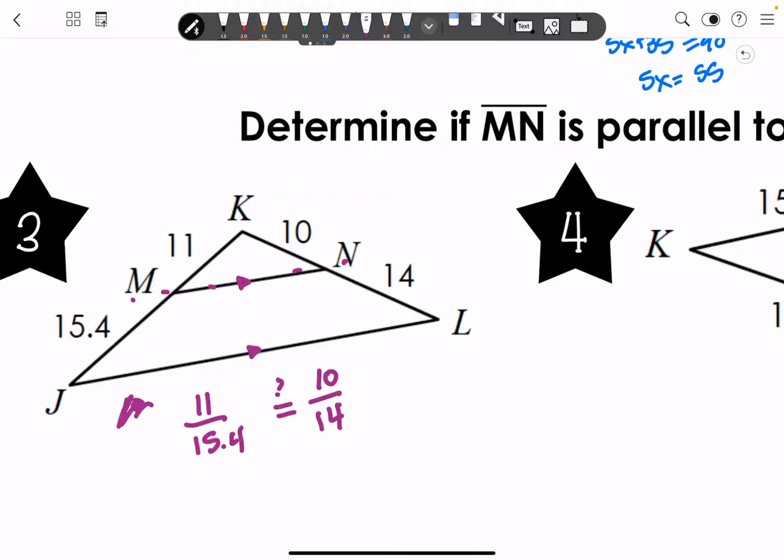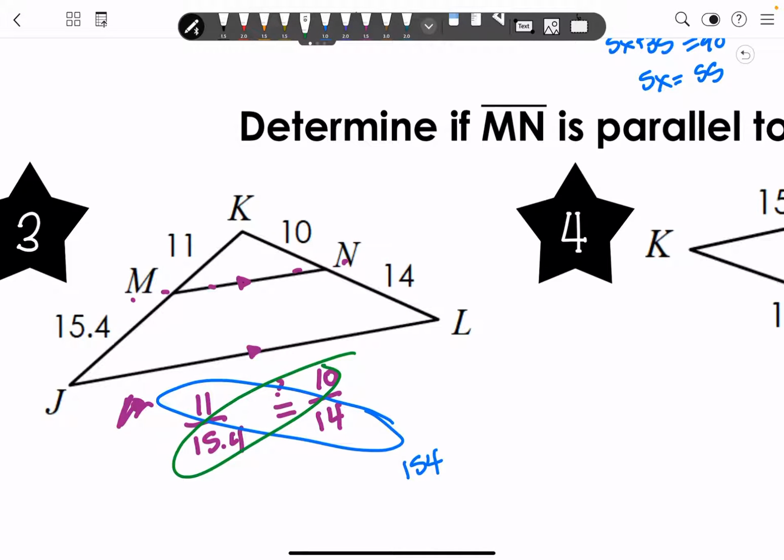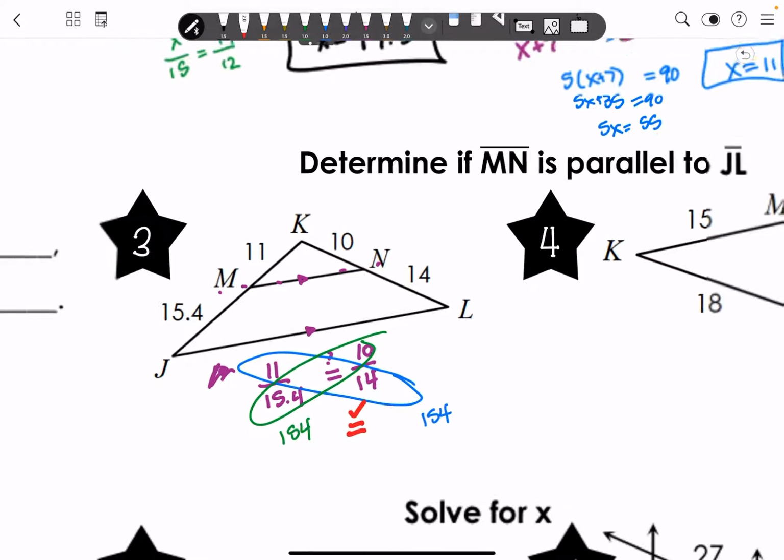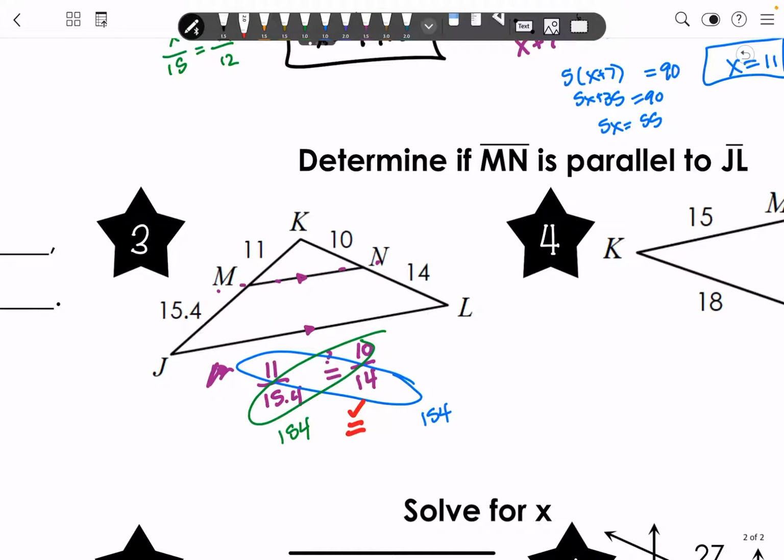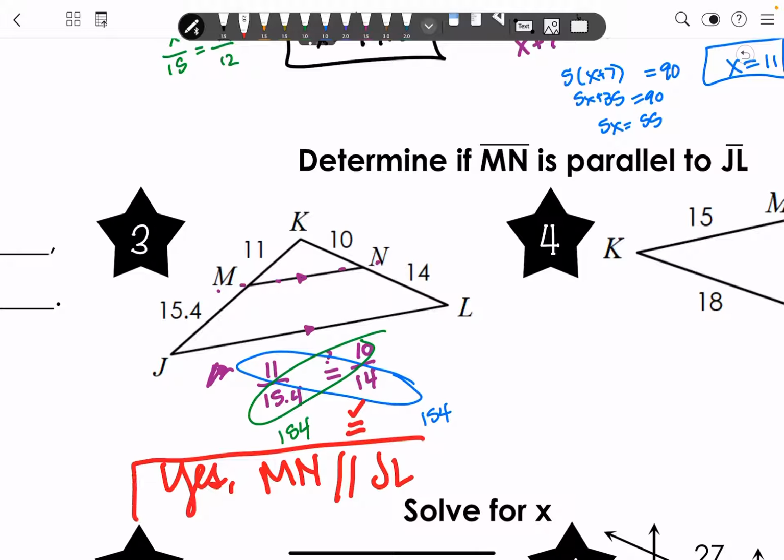All right, so we're going to do 11 times 14, and that gets me 154. And then I'm going to do 10 times 15.4, which also got me 154. And since both of these are equal, then yes, MN is parallel to JL. Which means if they were not equal to each other, they would not be parallel.